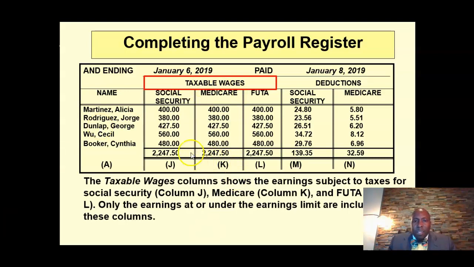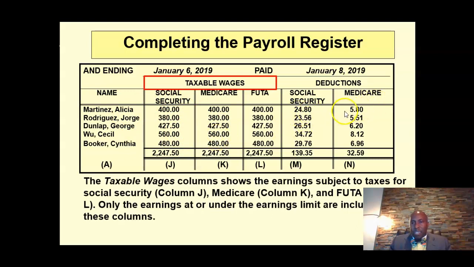So for each of these employees, again, this is their first pay period of the year. Therefore, when it comes to Social Security tax, no one is even near the maximum earned base of $122,700. Therefore, their gross pay is taxable for Social Security tax and for Medicare tax.